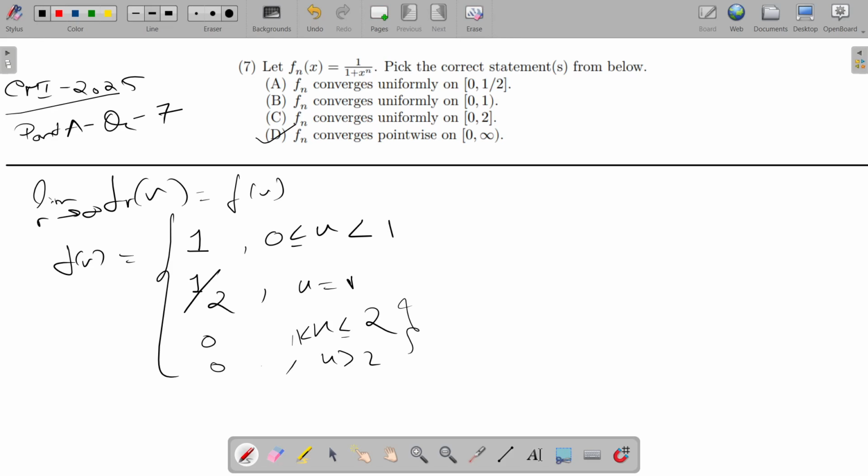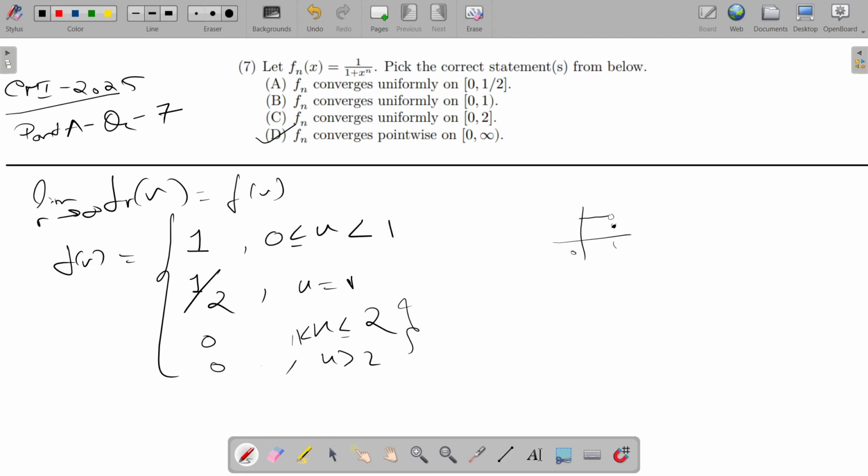Now for option C, it is saying that f_n converges uniformly on [0, 2]. Each f_n(x) is a continuous function. Suppose it converges uniformly on this, then the limit function should also be continuous. But there is a discontinuity at x equals 1. The limit function is like this: it is 1, and at 1 it suddenly becomes half, and the rest is 0.